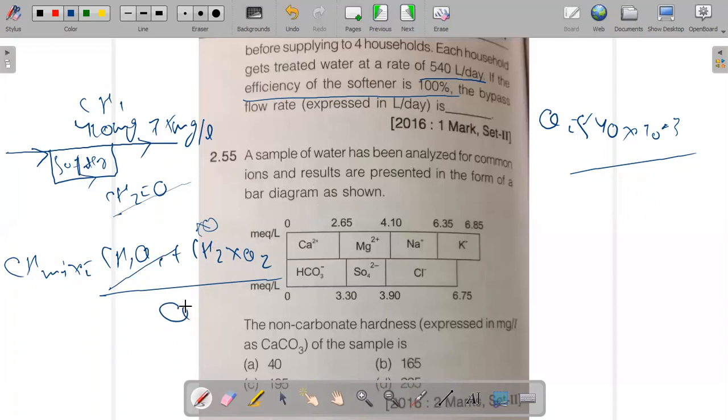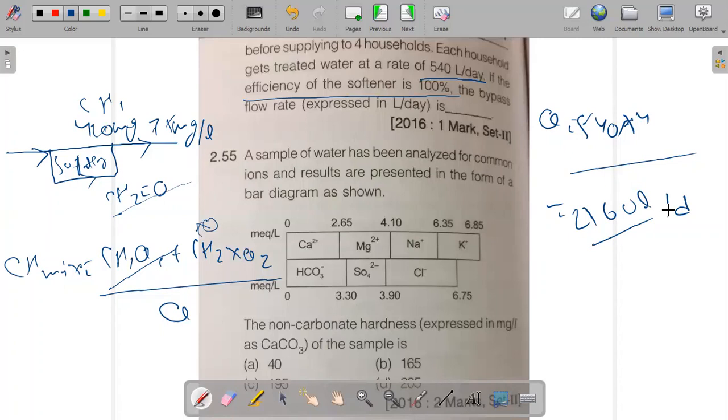So first we need to find this flow rate. Each household gets treated water of 540 liter per day. There are 4 households, so multiply it with 4. Let's calculate: 540 multiplied by 4, and we'll get a value of 2160 liter per day. Okay.